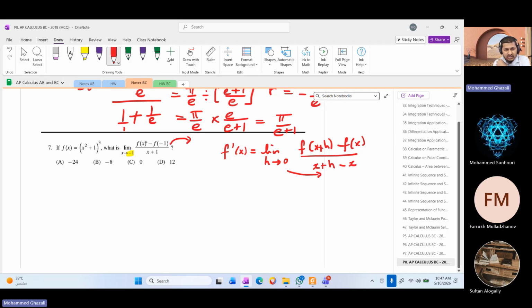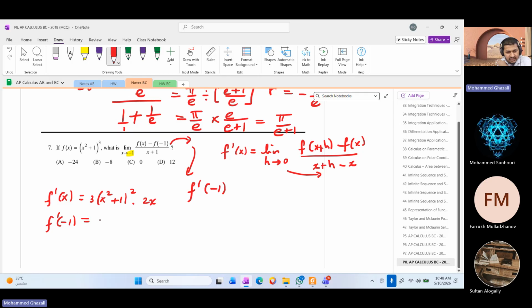Same situation here. Negative 1, f of negative 1 minus f of negative 1 over negative 1 plus 1 is the same thing. X minus negative 1 is x plus 1. And the denominator is going to 0. So basically you're finding f prime of negative 1. Right. So first let's find f prime x. F prime x is 3, chain rule, times x squared plus 1 squared times the derivative of the inside, 2x. Right. So now let's find f prime of negative 1.